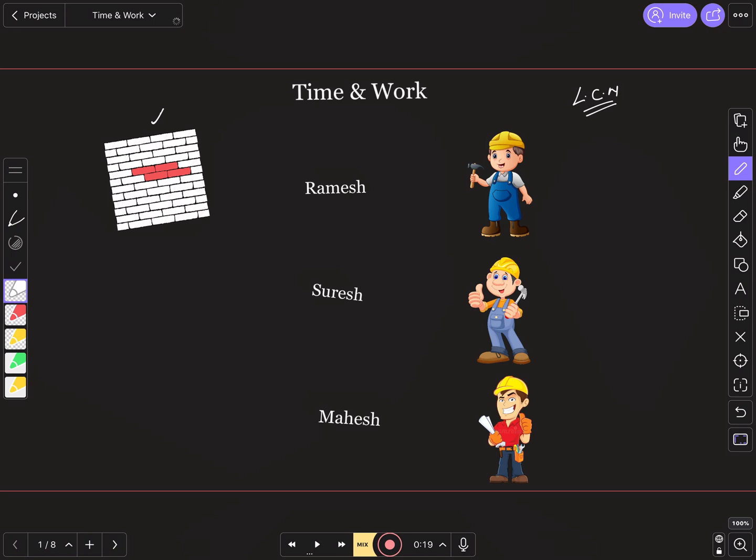Now who all are working to make this wall? Ramesh, Suresh and Mahesh. As you can see here, Ramesh, Suresh and Mahesh. And what is given to me? Ramesh working alone can build this wall in 5 days, which means if he is working alone without the help of anyone else, he can put in the bricks and make this wall in 5 days. Similarly, Suresh working alone, without the help of anyone else, can make this wall in 10 days. This is also given to me. And Mahesh working alone, again without the help of anyone, can put in the bricks and make this wall in 15 days.